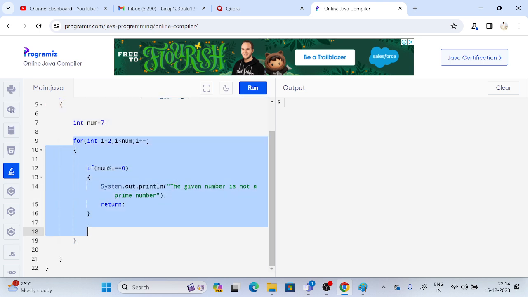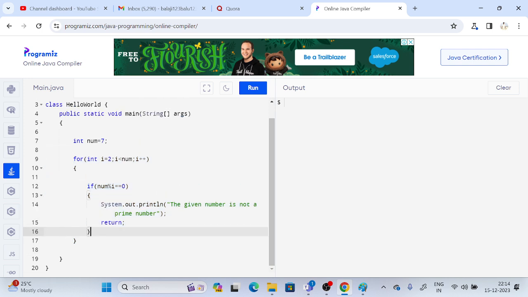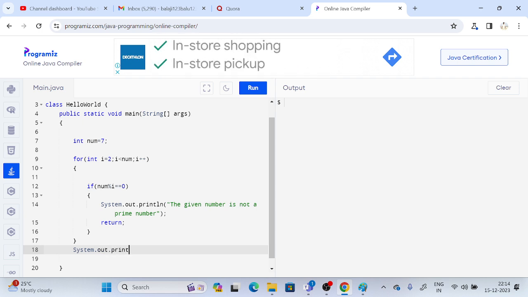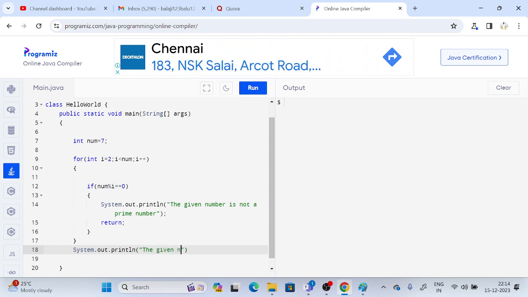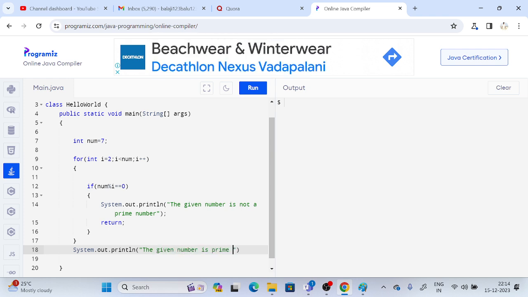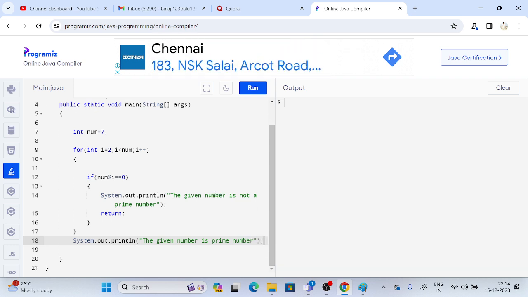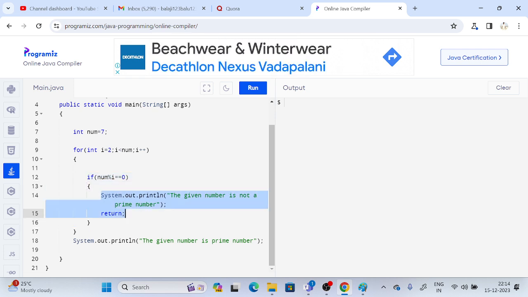Right? If the if condition is not at all getting executed, then I have to print System.out.println the given number is a prime. So whenever the control goes inside, we can say that the number is not a prime number. Whenever the control is not going to this condition, we can conclude that the number is a prime number.